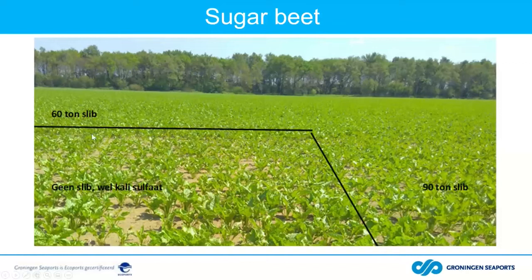And during summertime, sugar beet came up, of course, and we saw that there was already a difference in color and in density, the size of the leaves, of the different amounts of mud that we added to it. So that was quite surprising and for us also hopeful for the upscaling of this pilot.